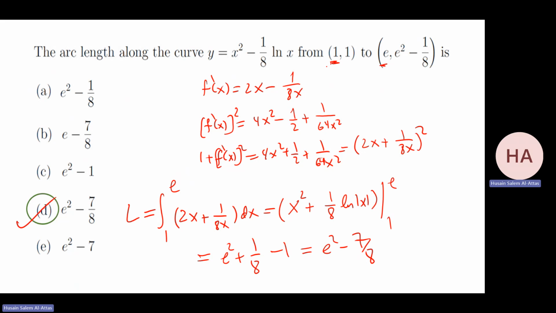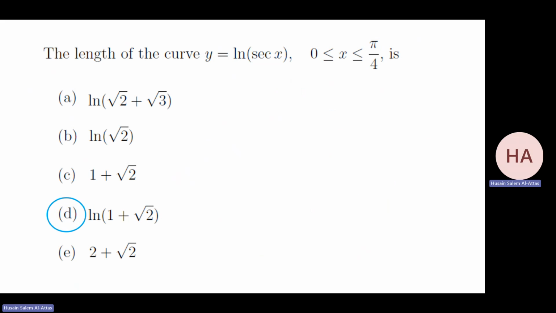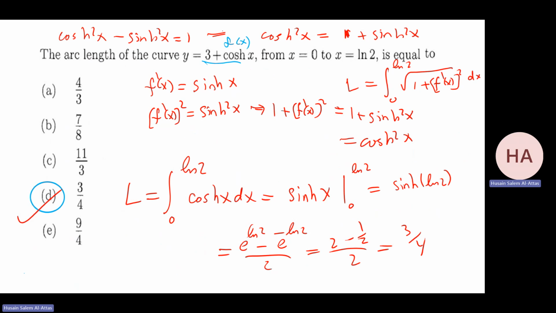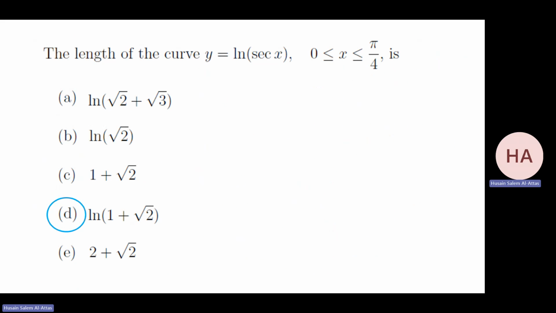Which is this one? Yeah, this is 1. I did not see it. This is a, this is b. I was thinking this is the interval. The arc length of this curve between 0 and pi over 4. I think we did something similar. No, it's a different one. Okay, the same idea.